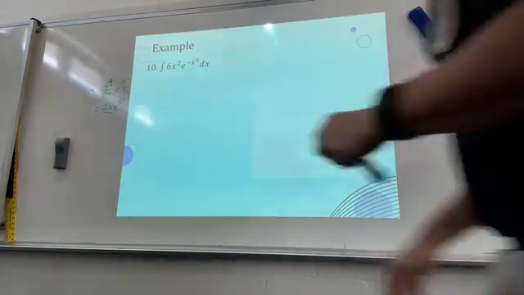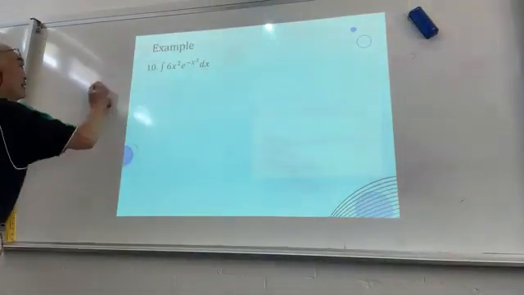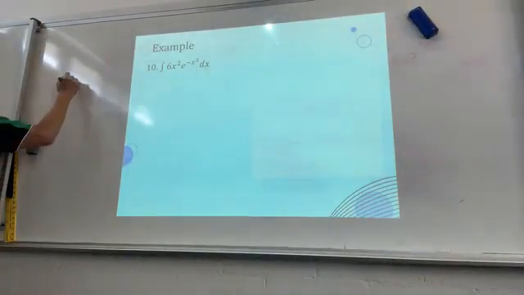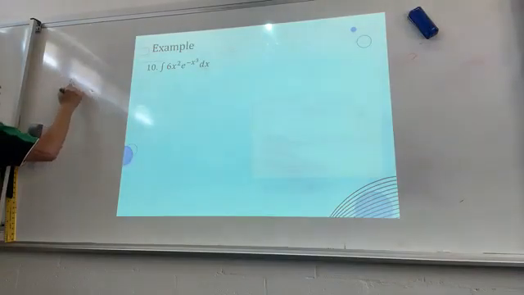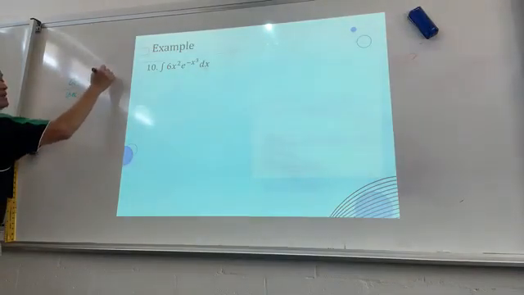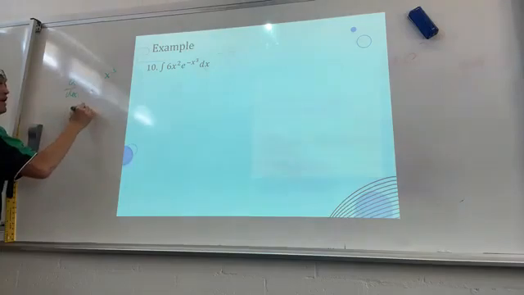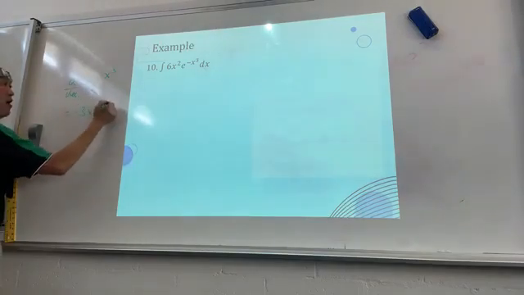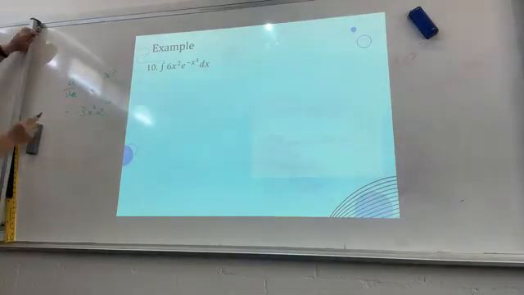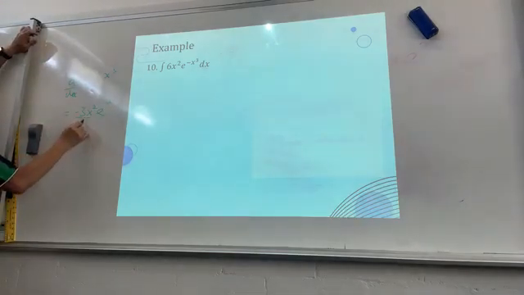How do you integrate e to the power of minus x cubed? It's pretty hard. So the first thing you do is differentiate it. d/dx of e to the power of minus x cubed is actually minus 3x squared e to the power of minus x cubed. Correct?